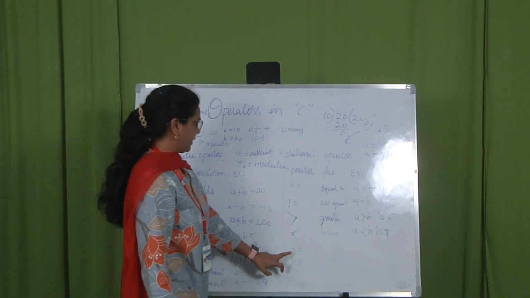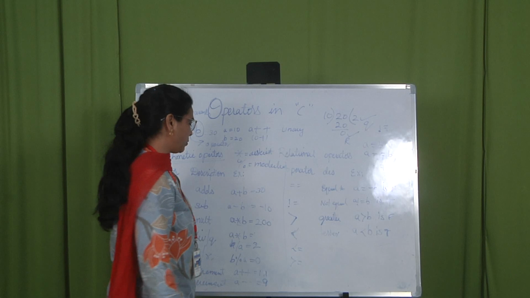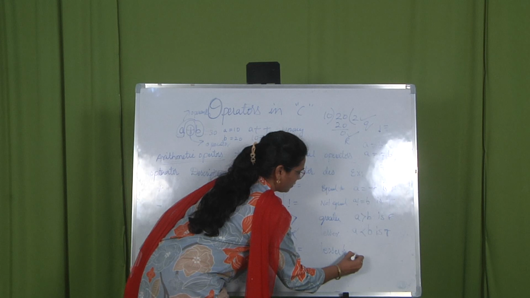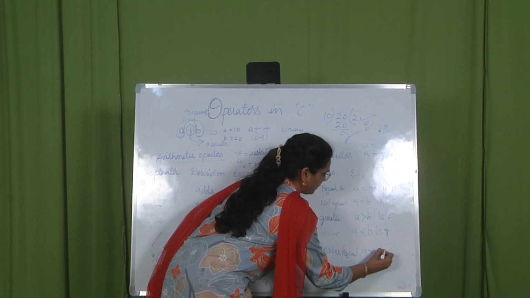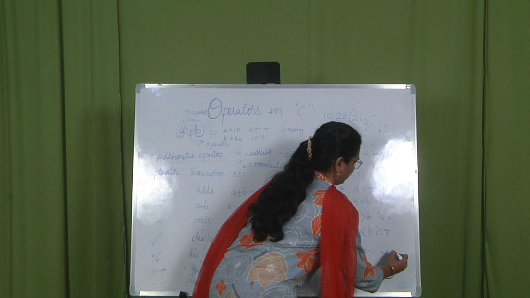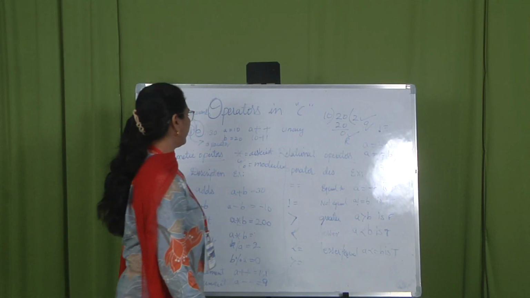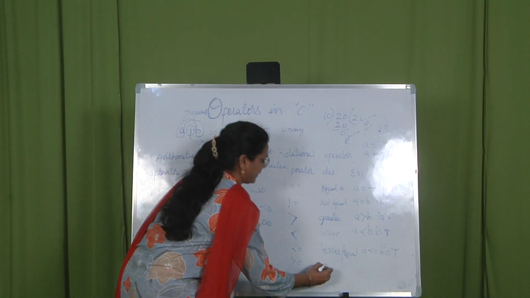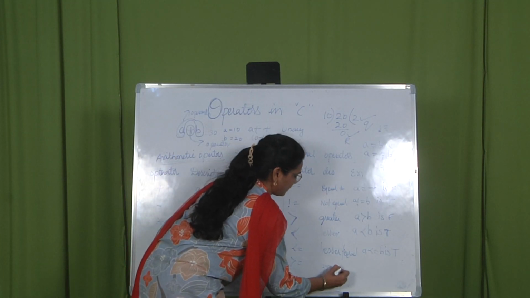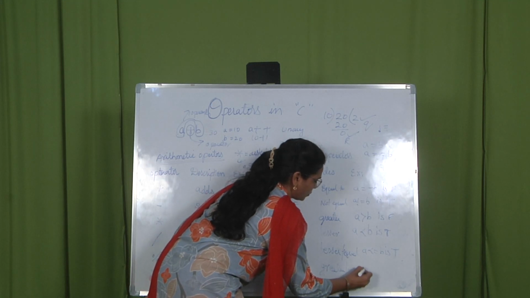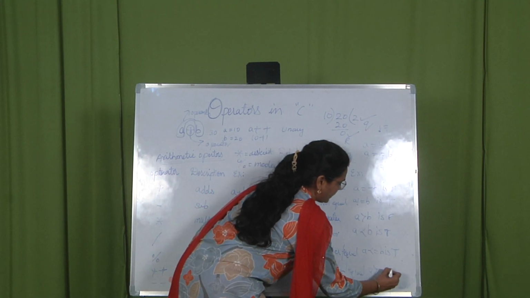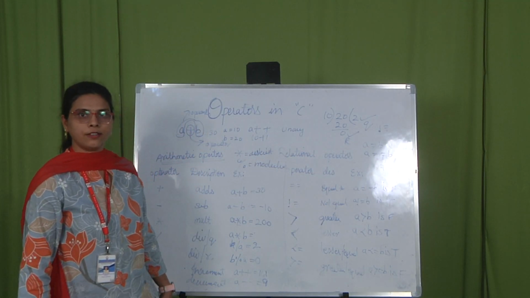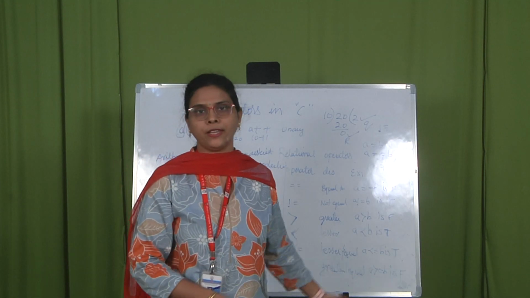The next type of operator is less than or equal to. So a less than or equal to b is also true, because 10 is definitely less than 20, so it gives true. And the next one is greater than or equal to. So a greater than or equal to b is definitely false, because a is 10 and b is 20. Now let us continue this topic in the next video.